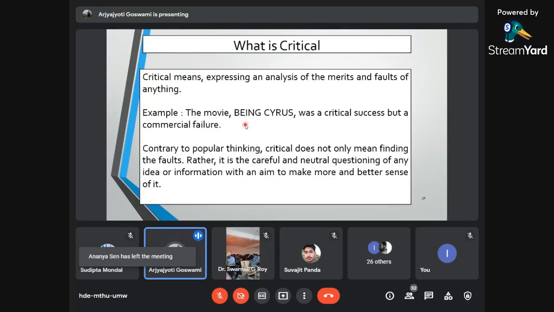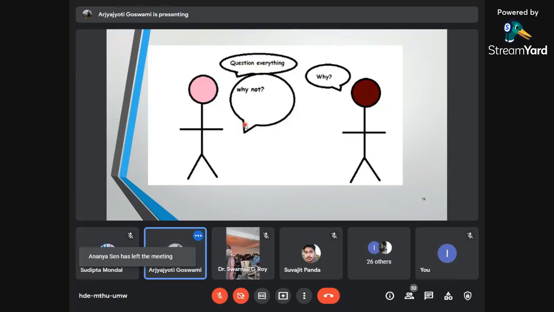What I mean is, critical does not only mean negative thing, right? So criticism means you question everything. So this is a cartoon. So question everything. The person is saying why. He is saying why not, right? But from this slide, I mean that don't do that.